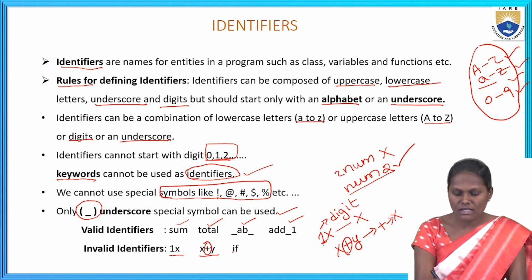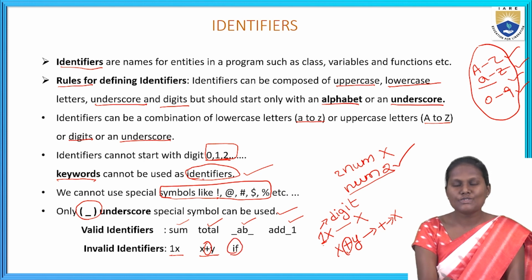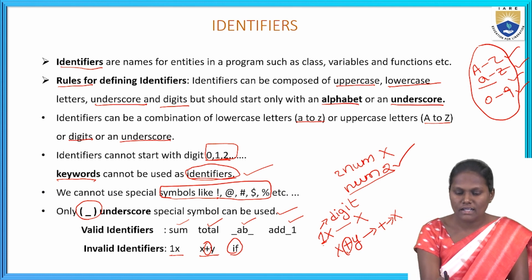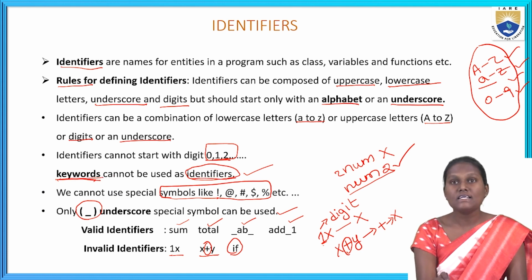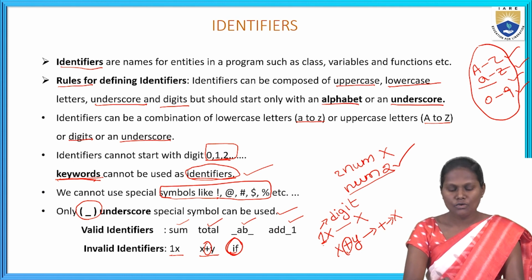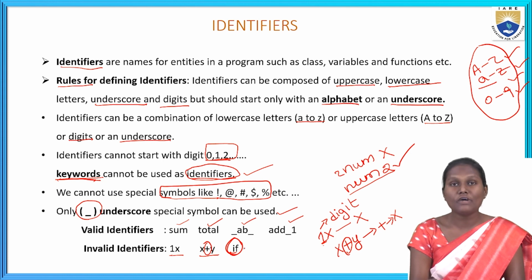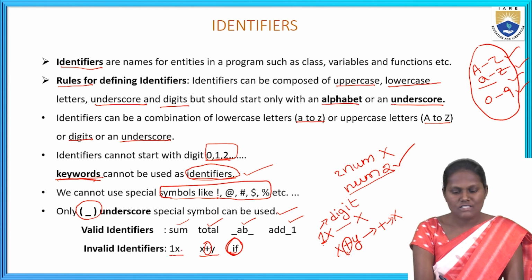Okay. Next, coming to this one, it is a keyword. We cannot use this one also. Keywords cannot be used as identifiers. I already explained here, keywords cannot be used as identifiers. So if is a keyword, so we cannot use if in identifiers either. So these are the invalid identifiers that we should not use in our code or program. It starts with a digit, or uses special characters, and also the if keyword.